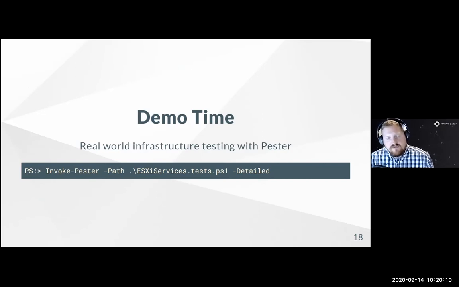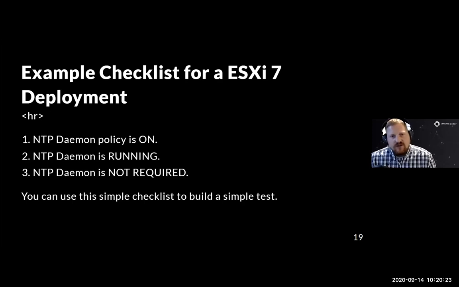So the moment you all have been waiting for, let's go ahead and jump right into a real-world demonstration testing some infrastructure with Pester. In the example that I'm going to show you, it's been recorded because I don't trust the demo gods. We're going to just do a real simple baseline checklist for a new deployment. What I'm going to look for, I'm going to look and see if the NTP daemon policy is set to on, that the NTP daemon is running, and that the NTP daemon is set to not required.